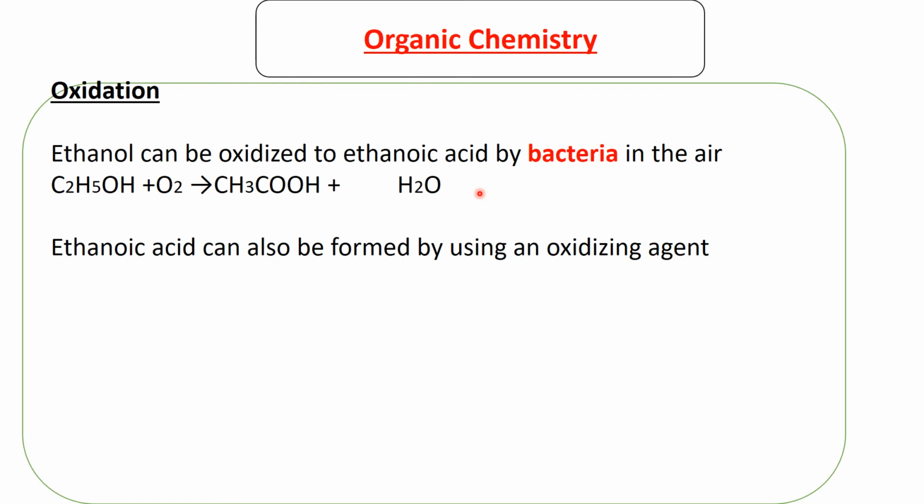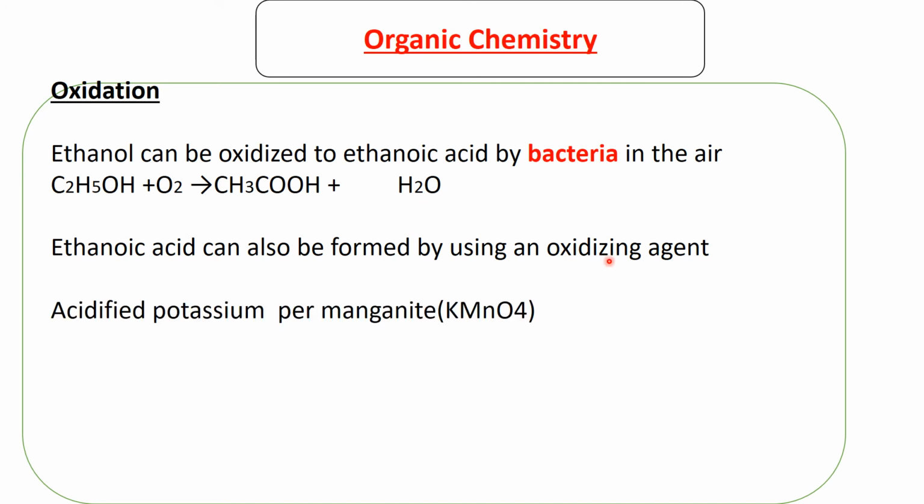Ethanoic acid can also be formed by using an oxidizing agent. So let's say we don't want to use this bacteria, or let's say we're in an environment where we don't have this bacteria. What can we use to turn ethanol into ethanoic acid? We use oxidizing agents such as acidified potassium permanganate and potassium dichromate(VI). So these oxidizing agents are going to bring in oxygen. This oxygen is going now to react with ethanol to produce ethanoic acid.